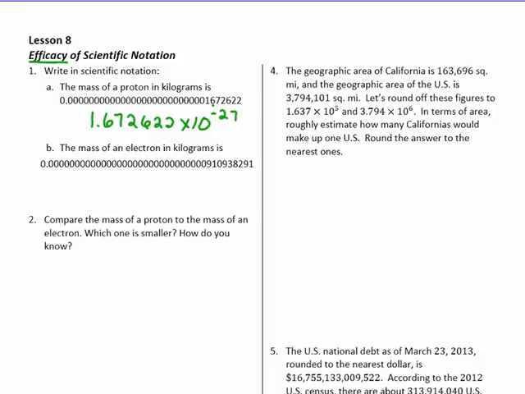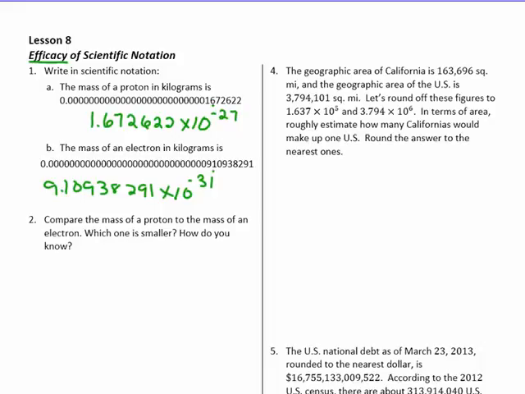Really, really tiny. The mass of an electron, which again is found within an atom of an element, and you'll learn about those in science later on this year. So now we're going to go from here to here, so that's 9.10938291 times 10, and when I count my decimal places, it turns out to be to the negative 31 power.